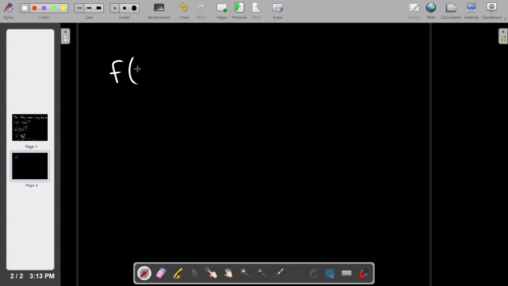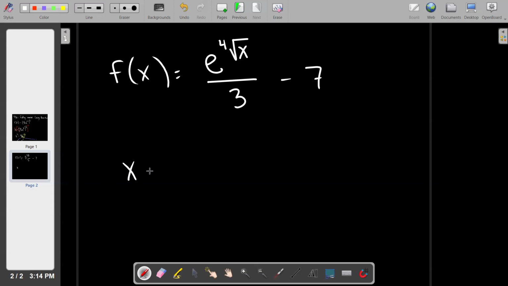f of x is equal to e to the power of the fourth root of x, that quantity divided by 3 and then subtracted by 7. So there's a function, and we're going to invert it. And step 1 is to get everyone in place: switch the x and the y. So it's going to say x plus 7 equals e to the power of the fourth root of y over 3.